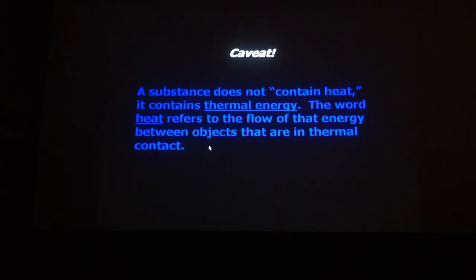Now, here is a big warning. Okay? Substances do not contain heat. They contain thermal energy. Heat is the flow of energy from hot to cold. So one substance can't have heat, because heat is energy that's in transit. It's energy in motion from a hot place to a cold place. All right? It's not something that you can have. You can't have heat. You can have thermal energy, but you can't actually have heat.